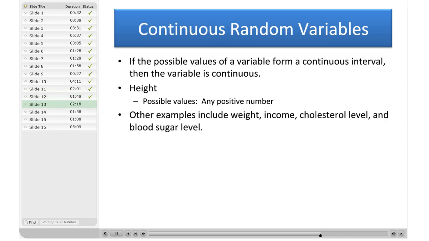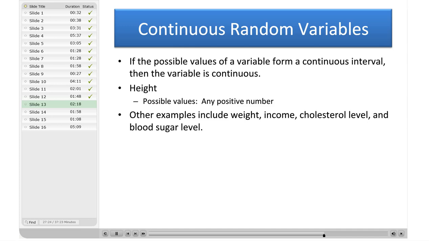Alright, so what are continuous random variables? If a random variable has infinitely many possible values, and those values form a continuous interval, then the variable is continuous. So let's figure out what that means. A good example of a continuous random variable is height. So if you take a randomly selected person and measure their height, then you could potentially get almost any positive number. I mean, there's definitely an upper bound, but we don't really know what that is.